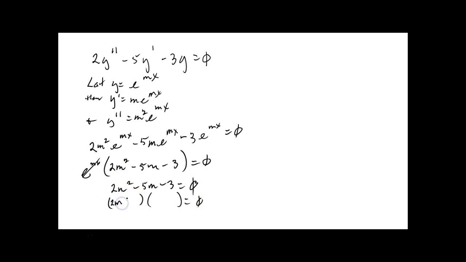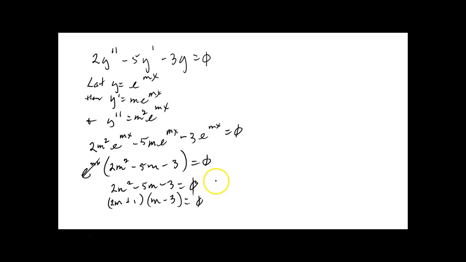Okay, 2m, and you've already decided it's going to be a plus 1 and a m minus 3. Let's see if that works. Anytime I factor, I always check. 2m times m is 2m squared. That works. 2m times minus 3 is minus 6m, plus m, minus 5m, minus 3. Perfect. What does that tell us?